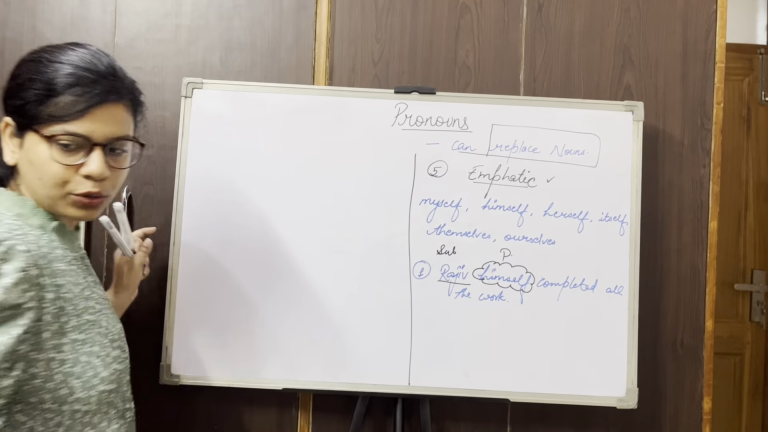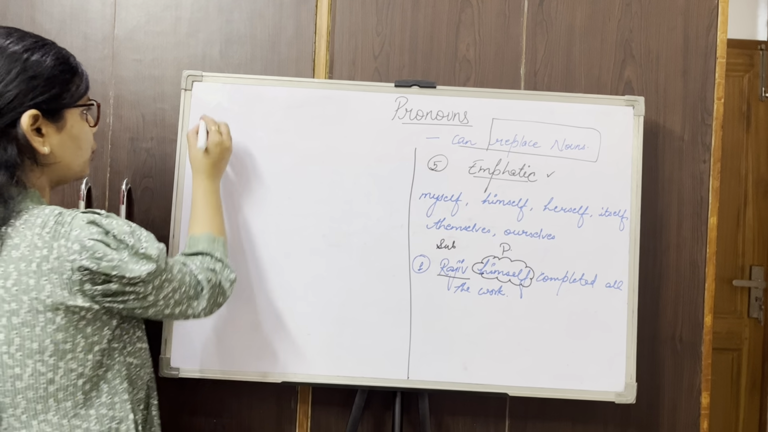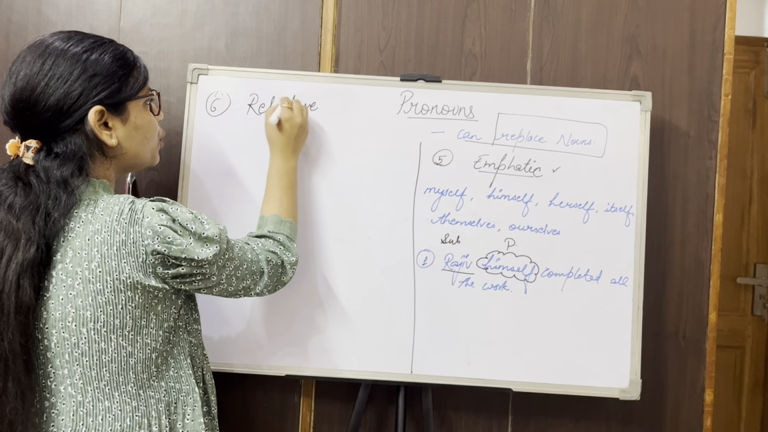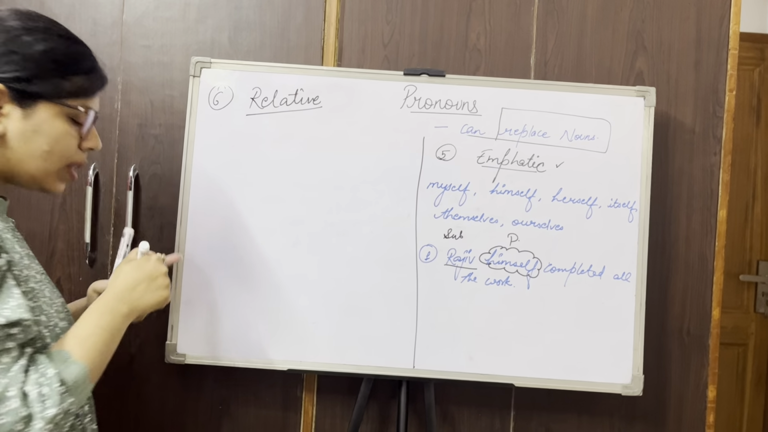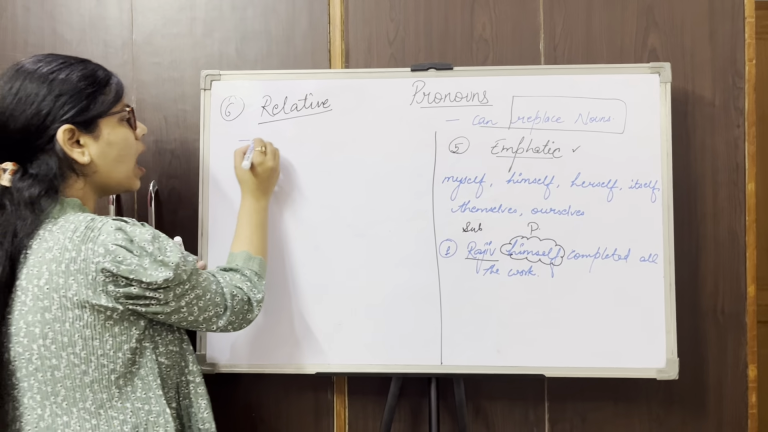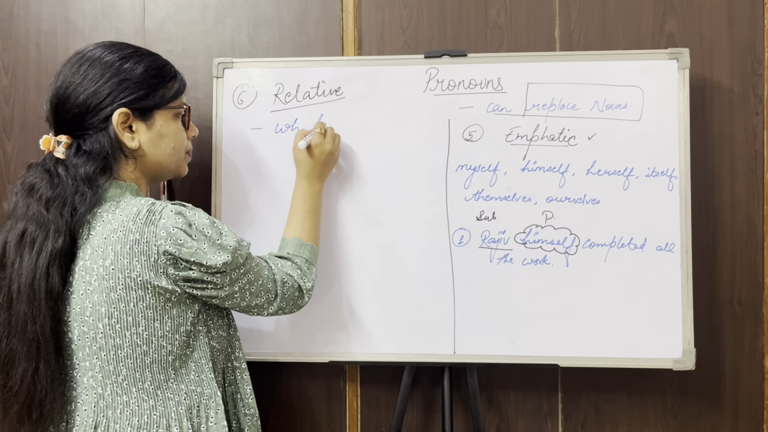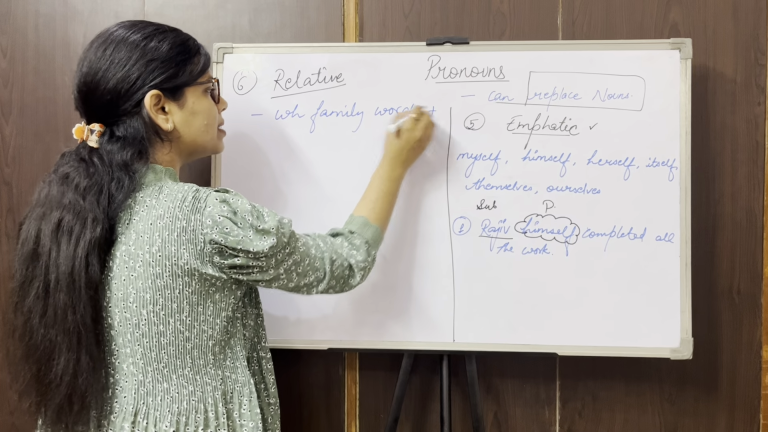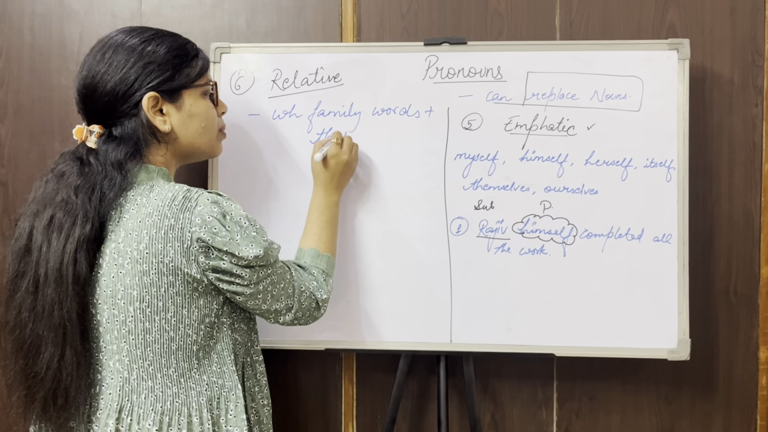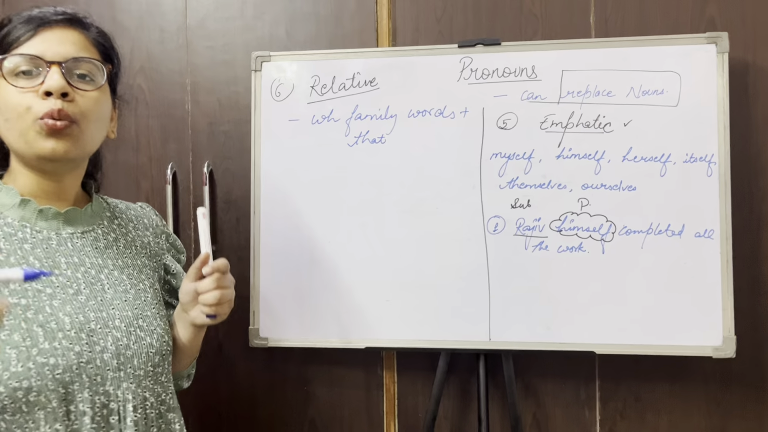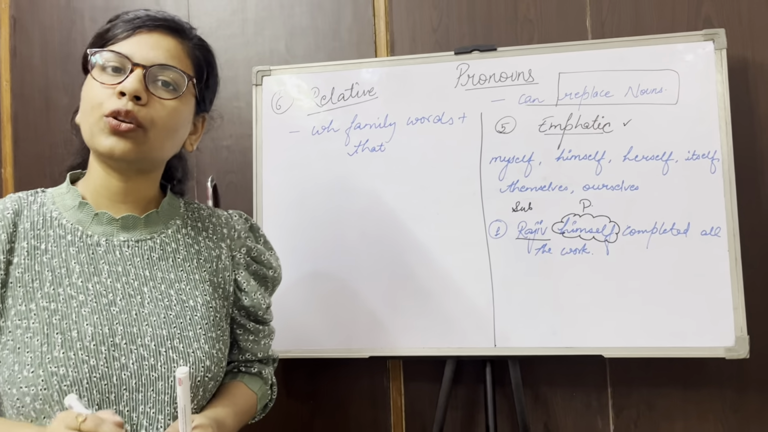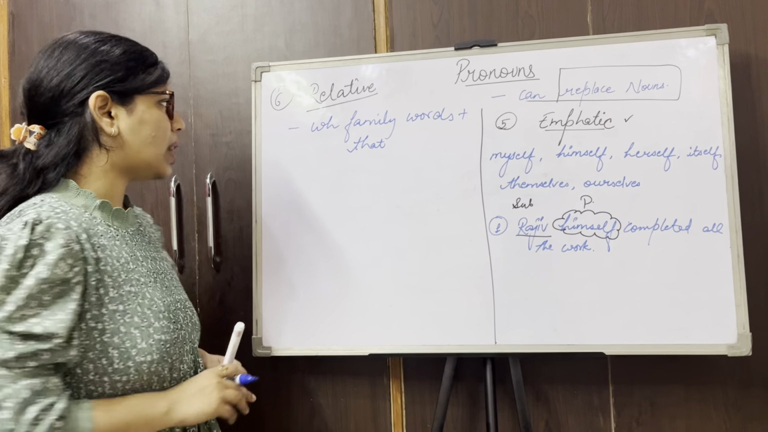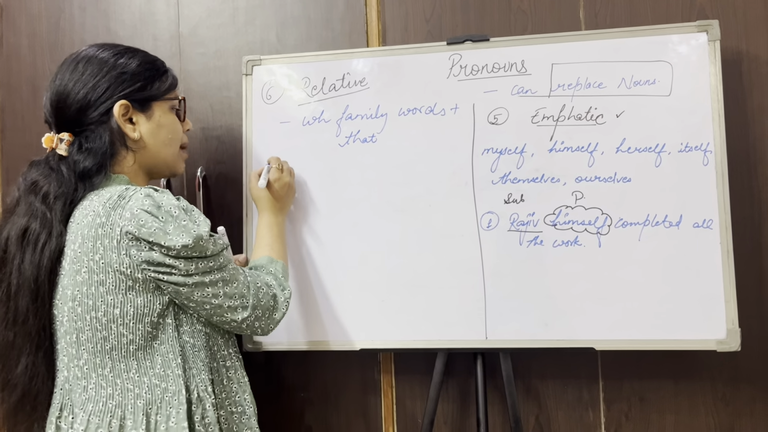The last part that we have is relative pronoun. Now in relative pronoun, we use all the WH family words along with that. WH family words plus that. Now the question might arise in your mind, what is the difference between interrogative sentences and relative pronouns? We'll come on to that also. Let me give you an example.